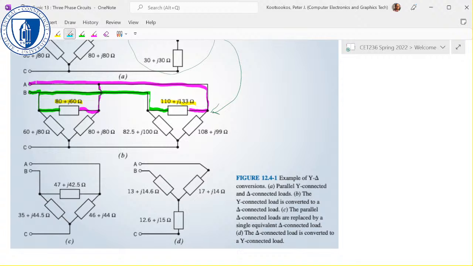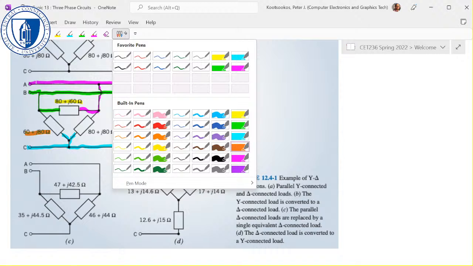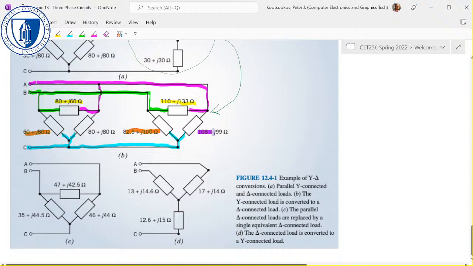Let me just draw C in another color. Right, so this one, let's go with orange. This one and this one are connected between the green and the blue phases. So we can do the same thing again. Just combine them in parallel. Let's go with purple. And then this one and this one. A bit hard to see the difference between that and the pink, but those are also connected between the magenta and the blue, so they're also in parallel.